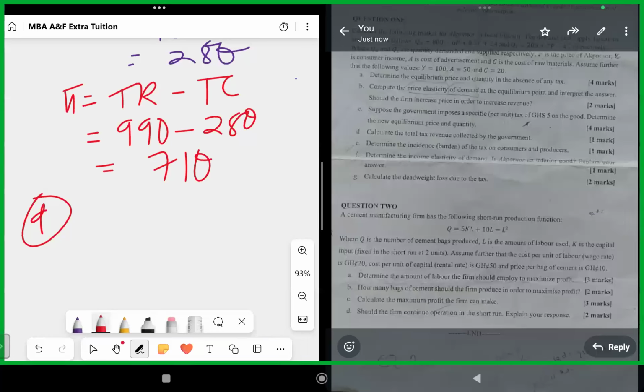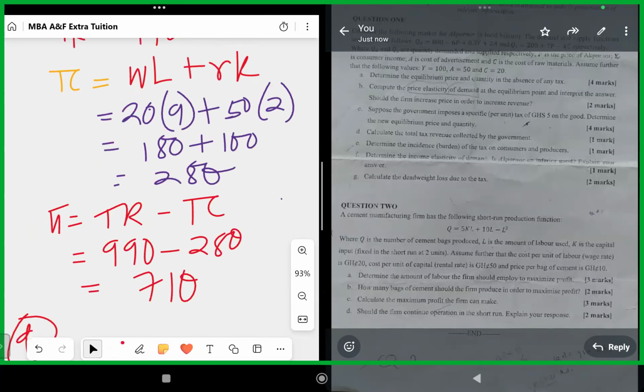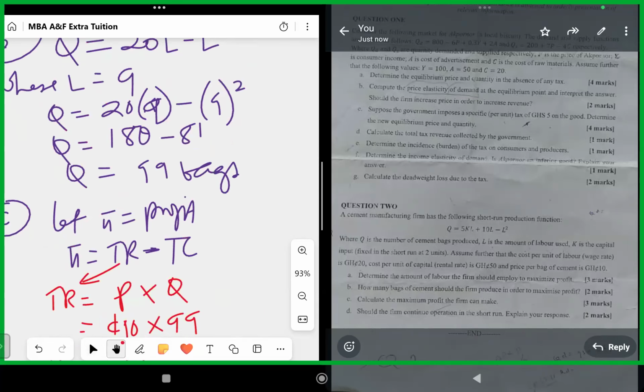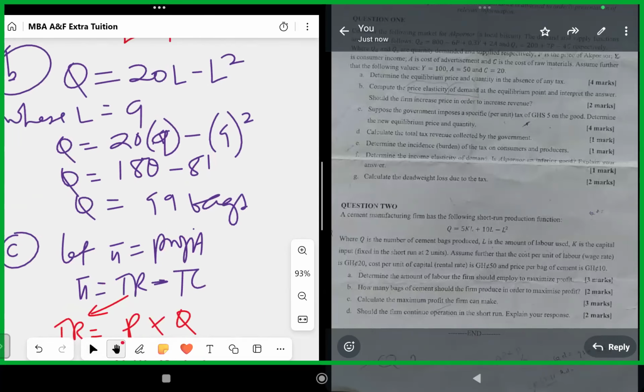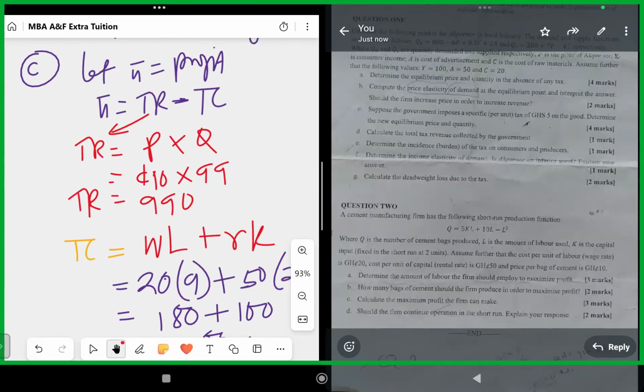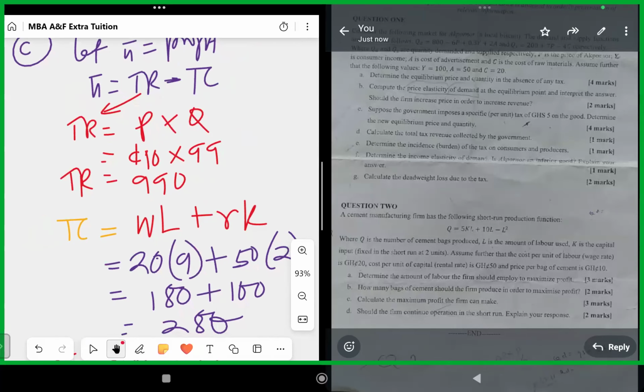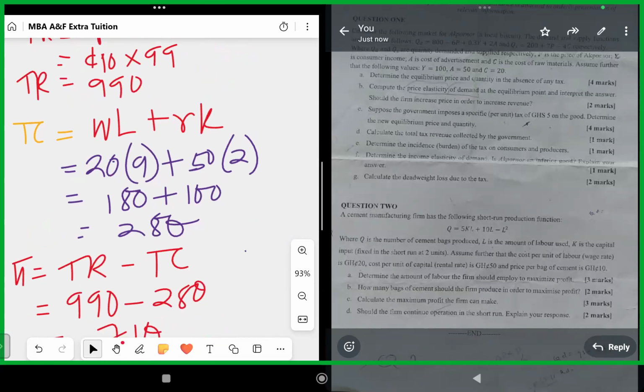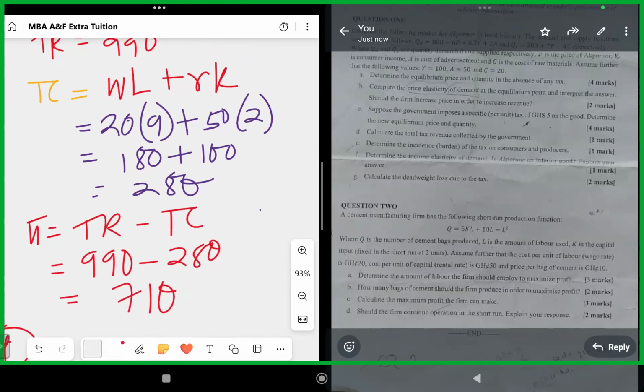Okay. Have you written everything down? I'm yet to write the profits thereafter. So where should I start from? I've written the formulas down. I've gone for the total revenue, and I'll do the total cost. Okay.